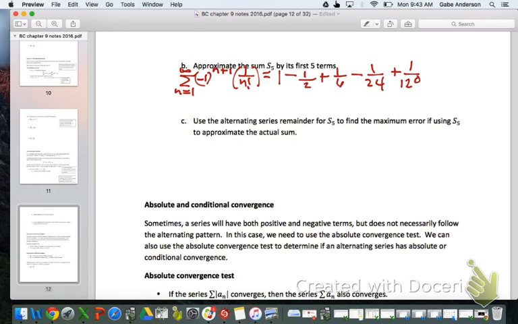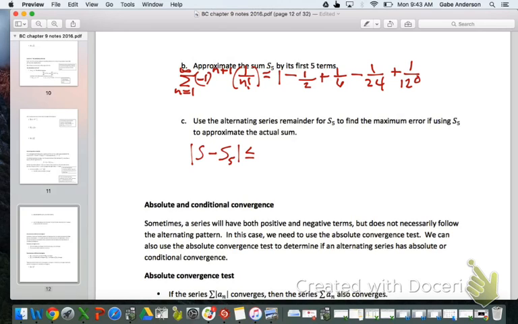Let's say something like this. The sum, represent with the letter S, minus S5, that's our partial sum using the first 5 terms. So that's our error. That's how far off we are. That has to be less than or equal to what concept? The next term. The next term, right? The first neglected term. Technically it's absolute value.